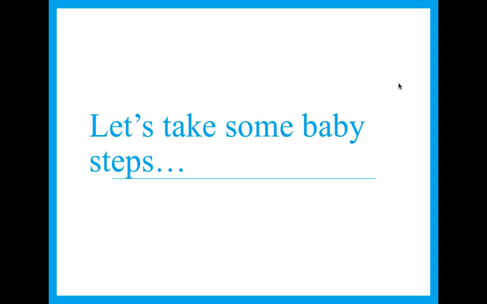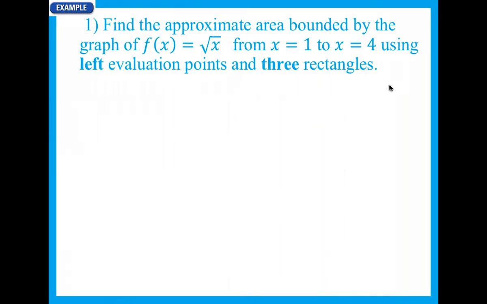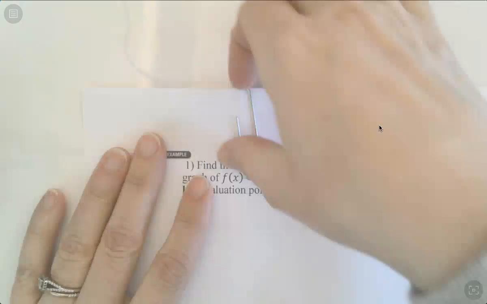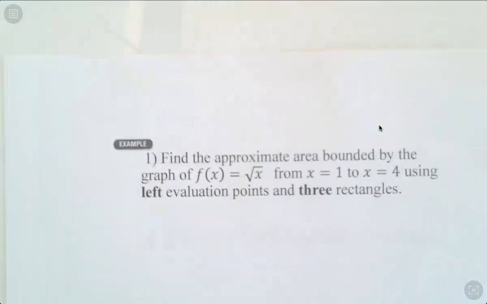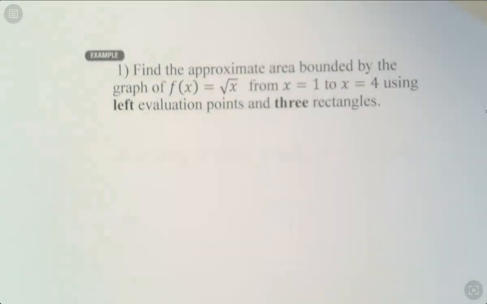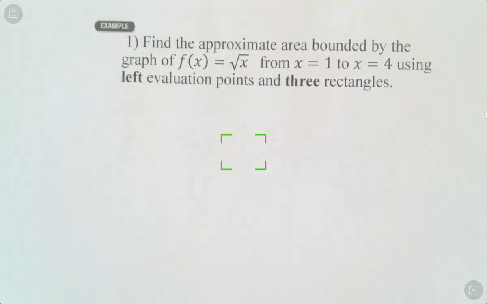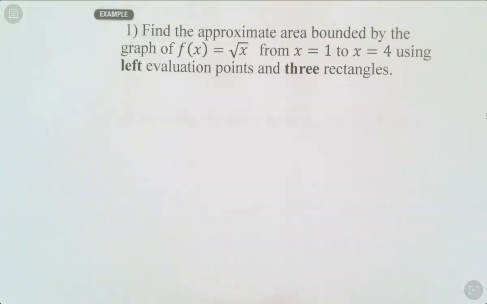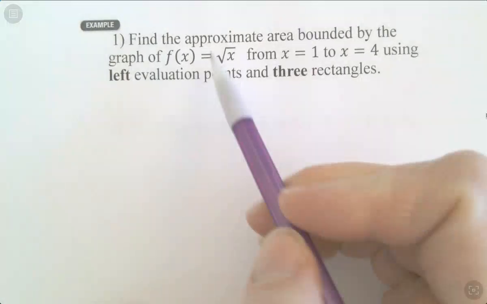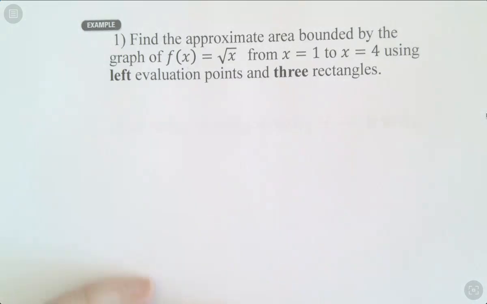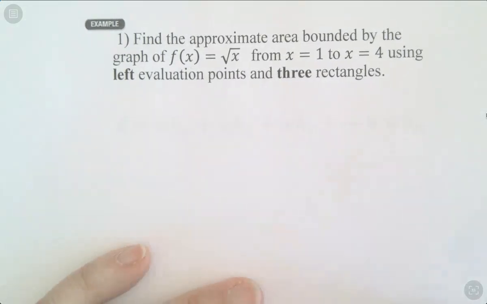So we're going to start by taking a few baby steps before we get into the Riemann sums. So we're going to look at number 1. We want to approximate the area bounded by this curve, the square root of x, from 1 to 4, and we're going to use left evaluation points and 3 rectangles. So what we're going to want to do is sketch a picture of the curve y equals the square root of x. What does that graph look like? Y equals the square root of x.